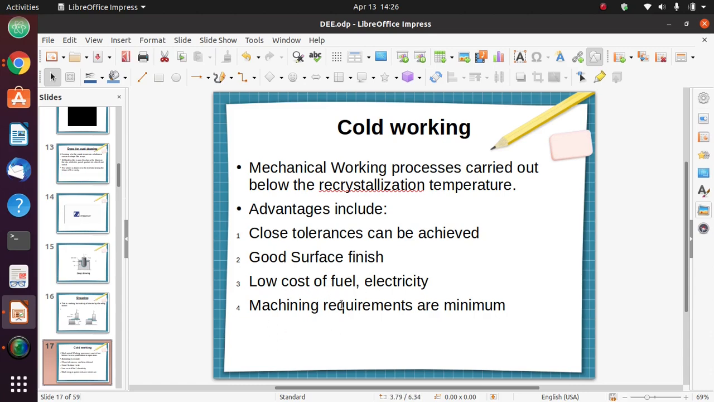Low cost of fuel and electricity. I won't have to think about heating that workpiece, so my fuel and my electricity use will be minimum. And the same goes for machining. I won't have to worry about filing or cutting, because through the process itself I can produce a final product. So my machining requirements will be minimum.